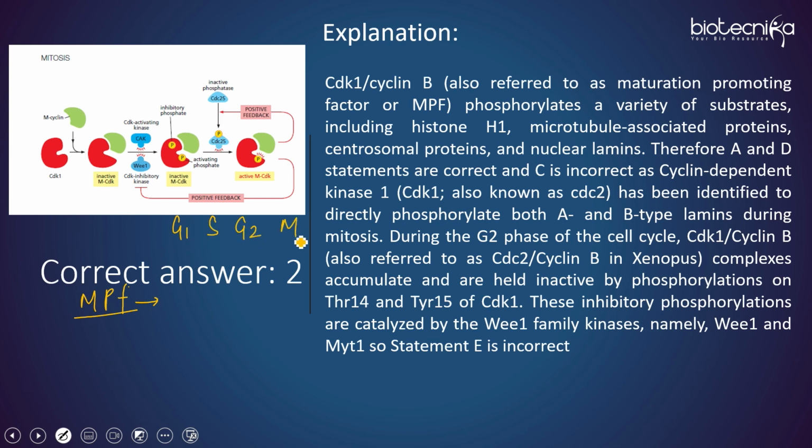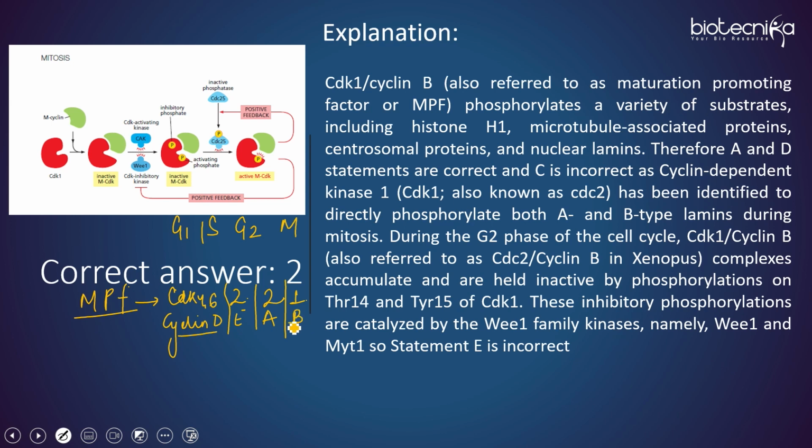So different types of cyclin and CDKs are assembled together and form maturation promoting factor. Like for G1 phase, it is CDK4/6 along with cyclin D. For S phase, it is CDK2. For G2 phase, again it is CDK2. For M phase, it is CDK1. And for G1 phase, the cyclin is D. For S phase, the cyclin is E. For G2, it is A. For M phase, it is B.